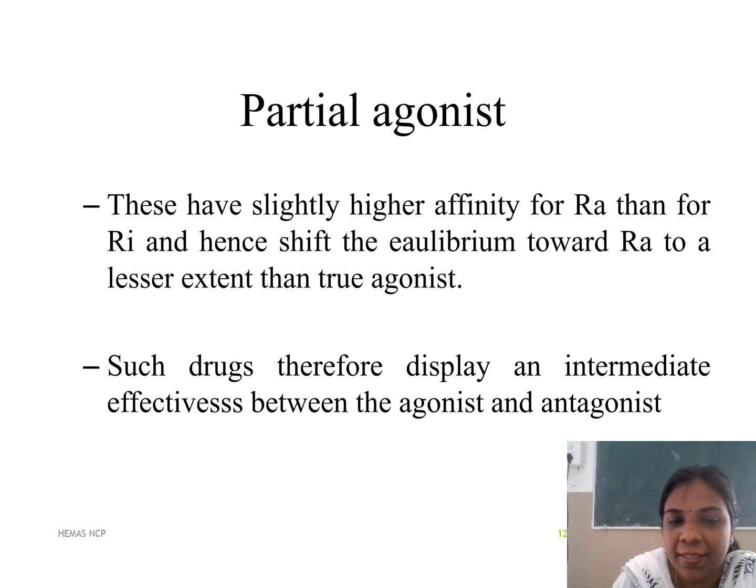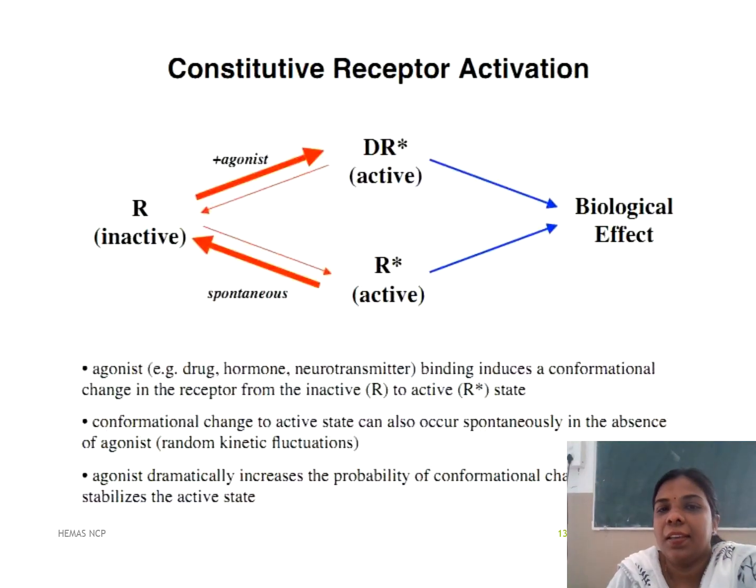Next, partial agonist. These have a slightly higher affinity for RA than for the RI, and hence shift the equilibrium toward RA to a lesser extent than a true agonist. So such drugs display an intermediate effectiveness between the agonistic and antagonistic action.